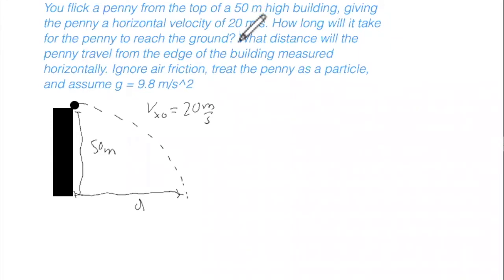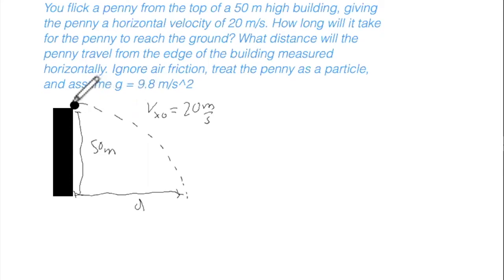All right, here's our second problem. You flick a penny from the top of a 50-meter high building, giving the penny a horizontal velocity of 20 meters per second. How long will it take for the penny to reach the ground? And what distance will the penny travel from the edge of the building measured horizontally? Ignore air friction, treat the penny as a particle, and assume g is equal to 9.8 meters per second squared.